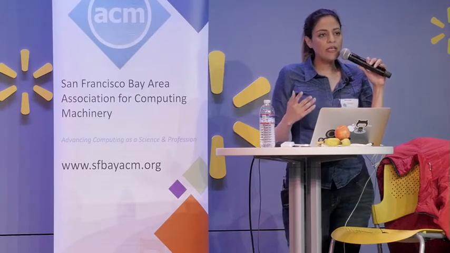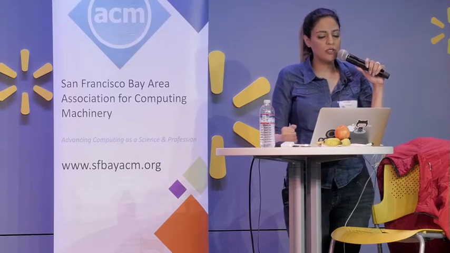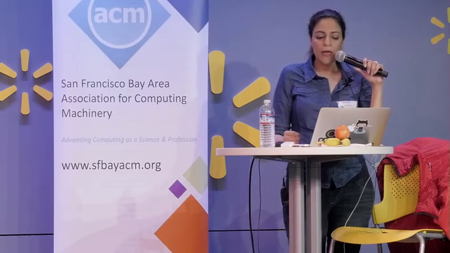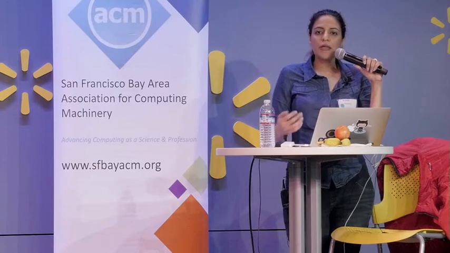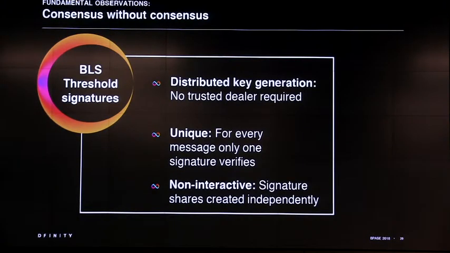A very interesting property of BLS signature groups or threshold groups is that when you sign a message, the signature is unique. For every message, there is only one signature that verifies. So if I sign a message, everybody agrees on the next randomness. I only know BLS threshold groups that have this property. They call it the uniqueness property.